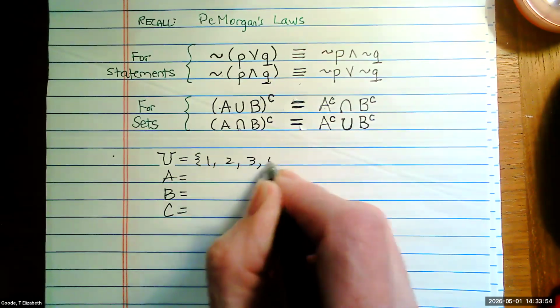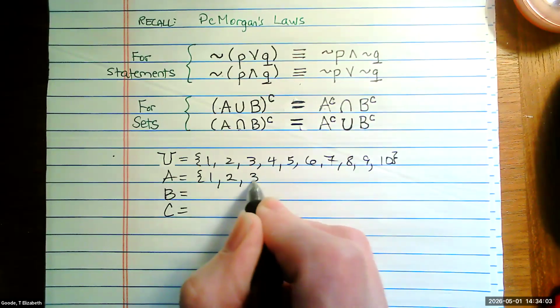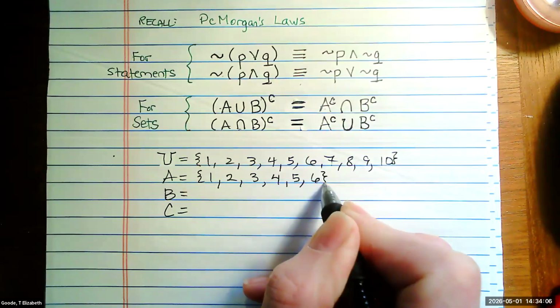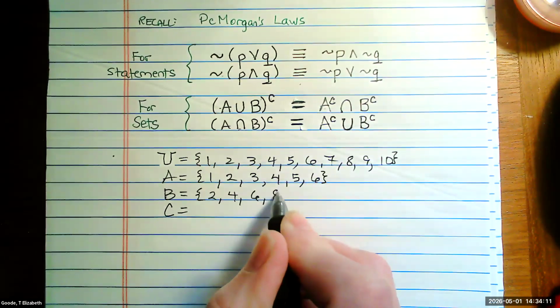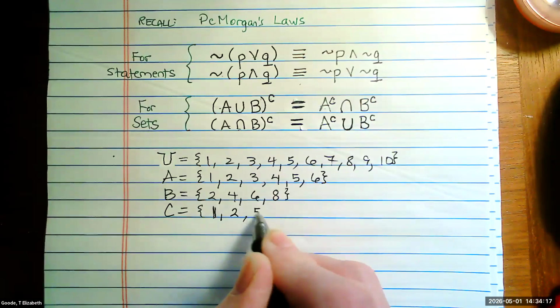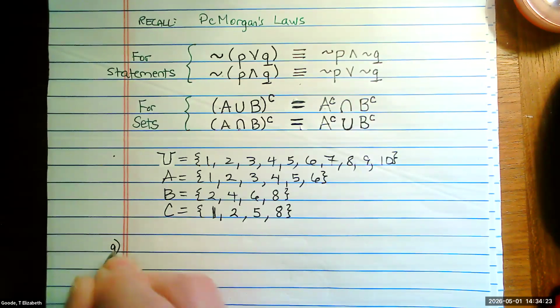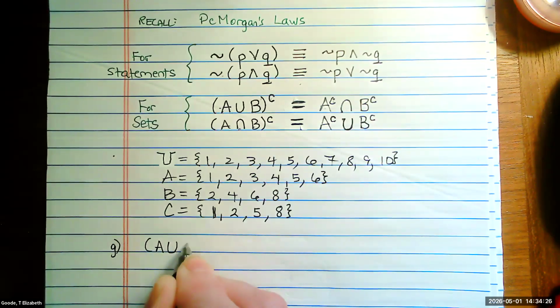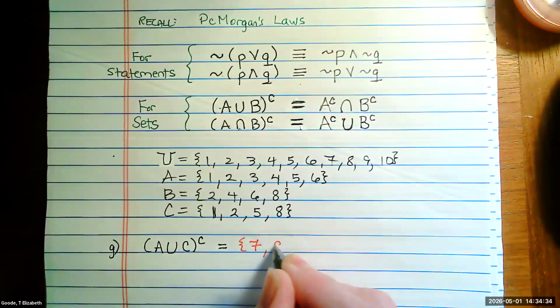So the universe is 1, 2, 3, 4, 5, 6, 7, 8, 9, 10. A was 1, 2, 3, 4, 5, 6. B was the evens: 2, 4, 6, 8. And C is 1, 2, 5, and 8. All right, so what we just found in part G was A union C quantity complement, right? And we found out that that was the set that contained 7, 9, and 10.